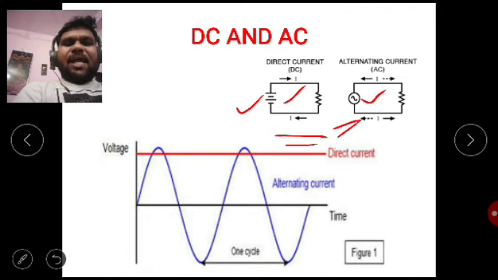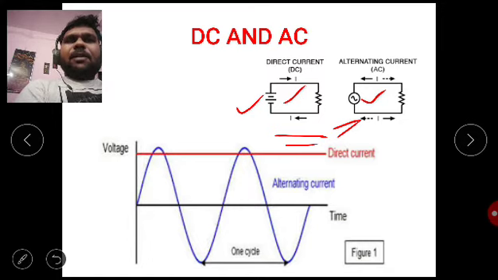So in AC we have cycles. Suppose in our home the AC power supply is 220 volt and 50 hertz. 50 hertz means there will be 50 cycles. In one cycle, the polarity of the current changes two times: once it will travel forward and once it will travel backward. That means in 1 second, 50 hertz means 50 times current is flowing in the forward direction and 50 times in the backward direction.